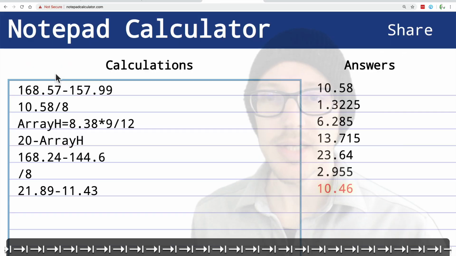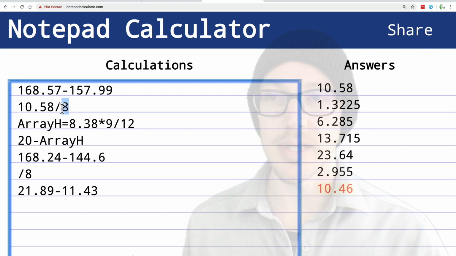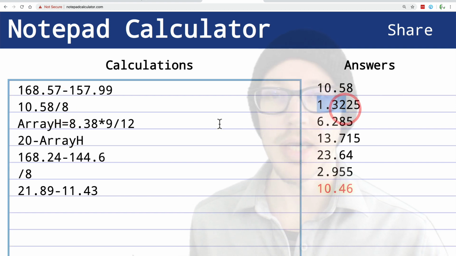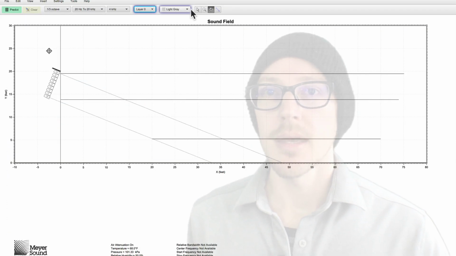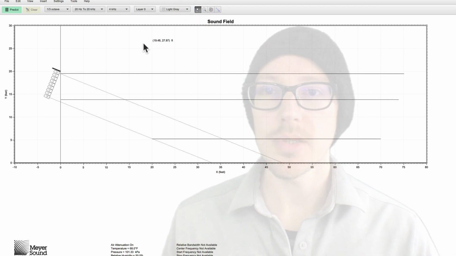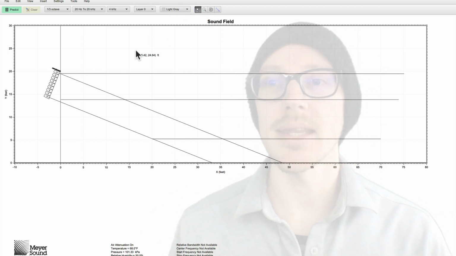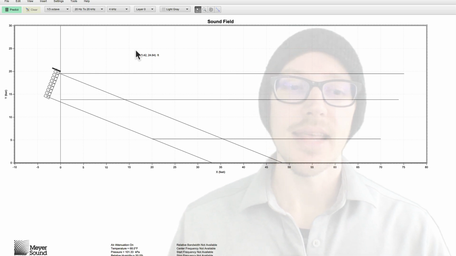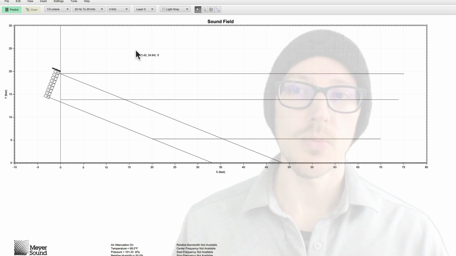So that would be one way to do that, and then same process: divide by the number of splay angles, get your average splay, and then put that in. So this process is totally doable. The reason that I wrote the article and that I'm making this video today is that I also wanted some way to do this without software.